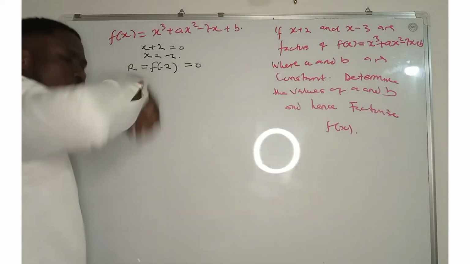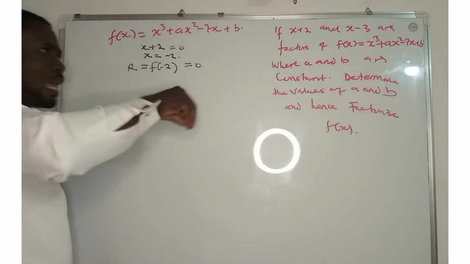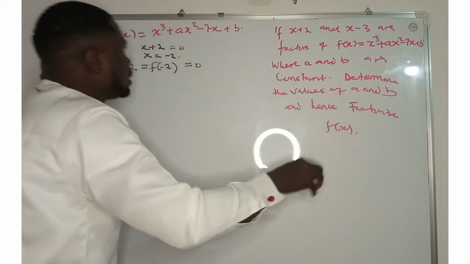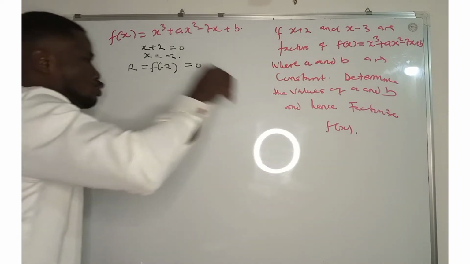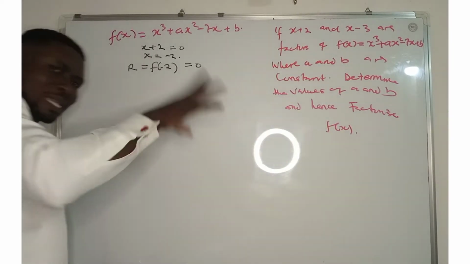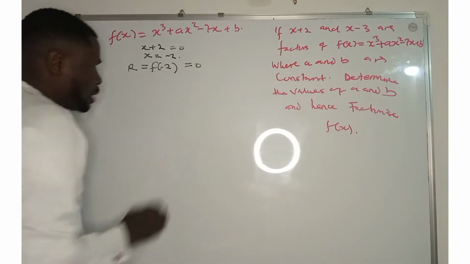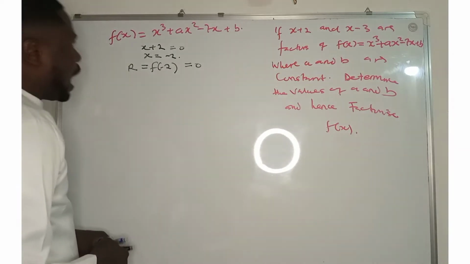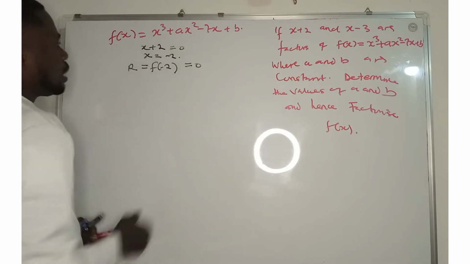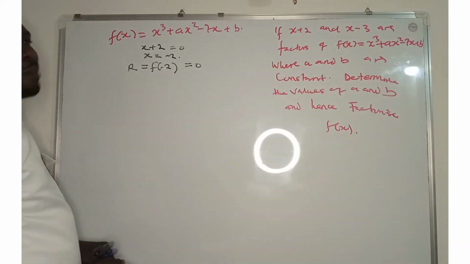It means minus 2 is a zero of that expression. It means minus 2 is the root of that equation. And for minus 2 to be a root of that equation, the remainder must be 0, which is why I say R is equal to f(-2) equal to 0. So what am I supposed to do right now? I will attempt to substitute. In place of x, I will replace with minus 2.